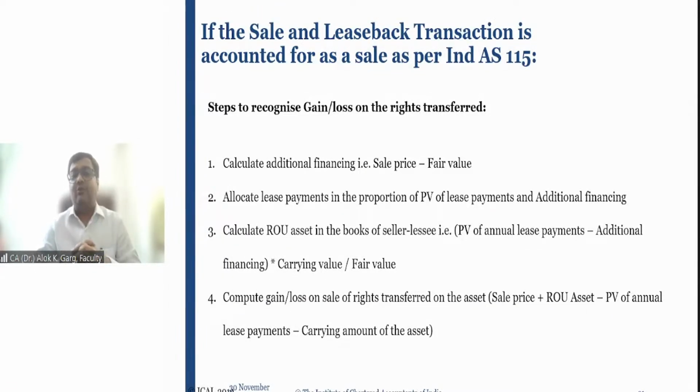Step number 1, you need to calculate additional financing, that is sale price minus fair value. Step 2, you need to allocate lease payment in the proportion of present value of lease payment and additional financing. Step 3, you need to calculate the ROU asset in the books of the seller lessee. Step 4, you need to compute gain or loss on the sale of rights transferred on the asset.